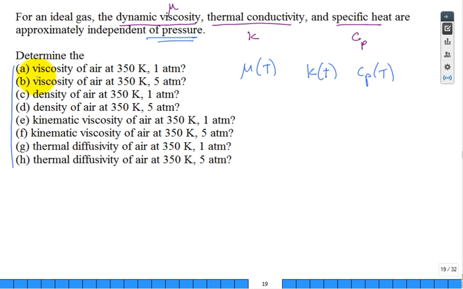First of all, what is the viscosity of air at 350 Kelvin at 1 atm? How would you calculate that? You need it for a problem. Somebody says, I want you to get the dynamic viscosity of air, mu, at 350 Kelvin, 1 atm. How would you do it? You have an appendix in the back of the book for properties.